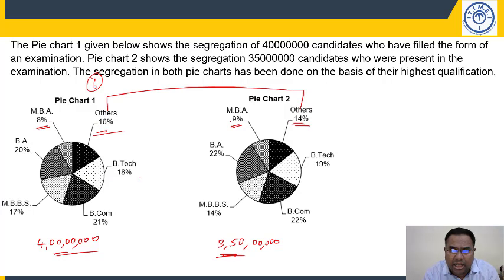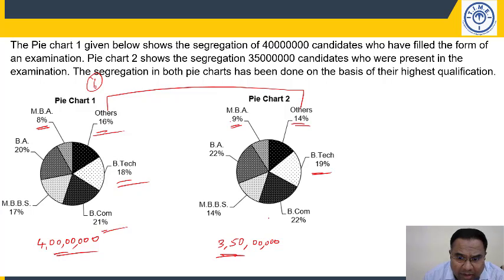We will see. We take 18 and 19. If the percentage from the first pie chart to the second pie chart is decreasing, the first pie chart percentage is more, the base is more, so the value will be more. Second pie chart percentage is dropping, the base is also less, the percentage is also less, so the value will be less. Then I will have maximum number of absentees, right?